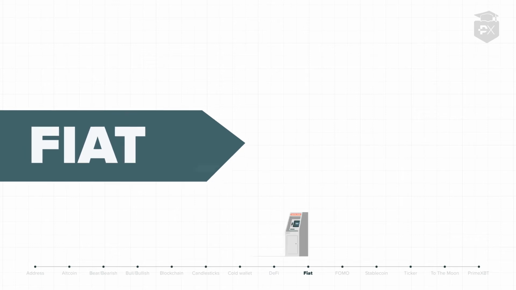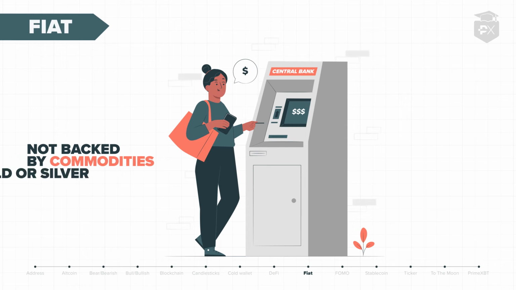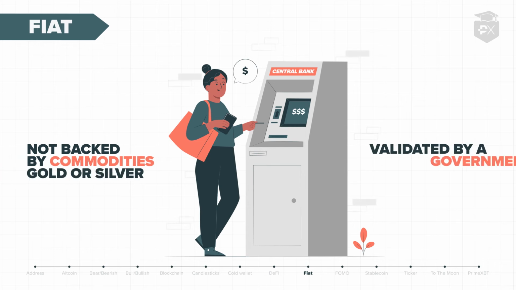Fiat. Fiat currencies are money minted by the central bank. They are not backed by commodities such as gold or silver, but are validated by a government decree.